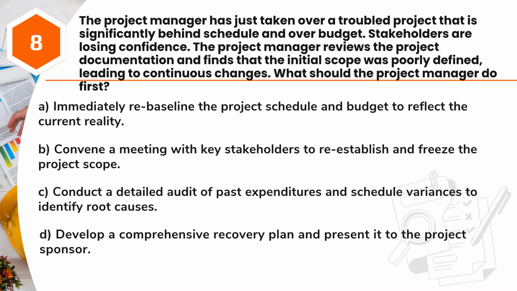The project manager has just taken over a troubled project that is significantly behind schedule and over budget. Stakeholders are losing confidence. The project manager reviews the project documentation and finds that the initial scope was poorly defined, leading to continuous changes. What should the project manager do first?